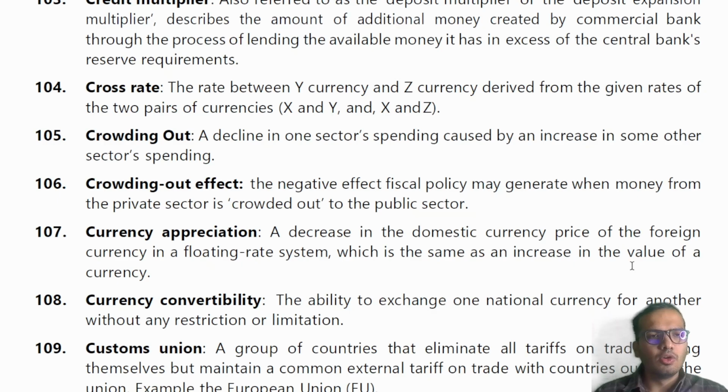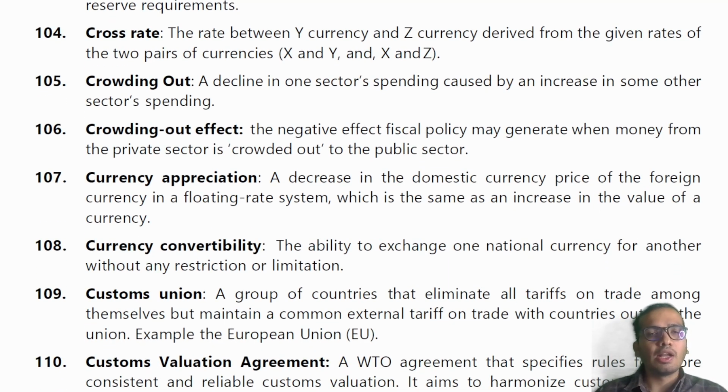Then comes 104, cross rate. So the rate between Y currency and Z currency derived from the given rates of the two pairs of currency, say X and Y and X and Z. So combining both these two. Then comes crowding out. So a decline in one sector spending caused by an increase in some other sector spending.